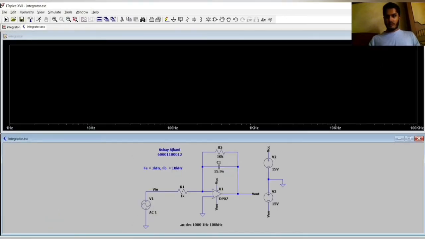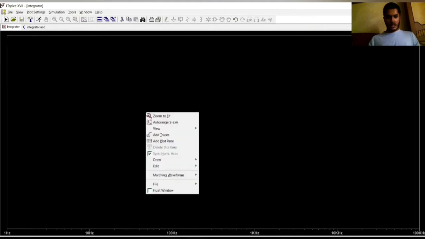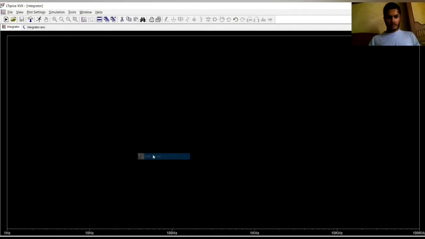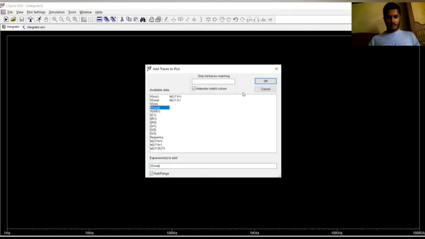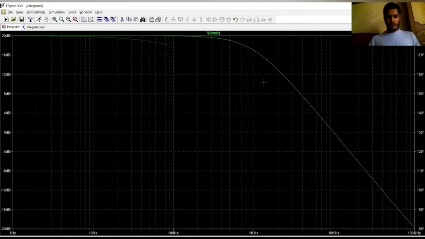This is the output window. We'll maximize this. So this is the frequency response and this is the phase response of an integrator.